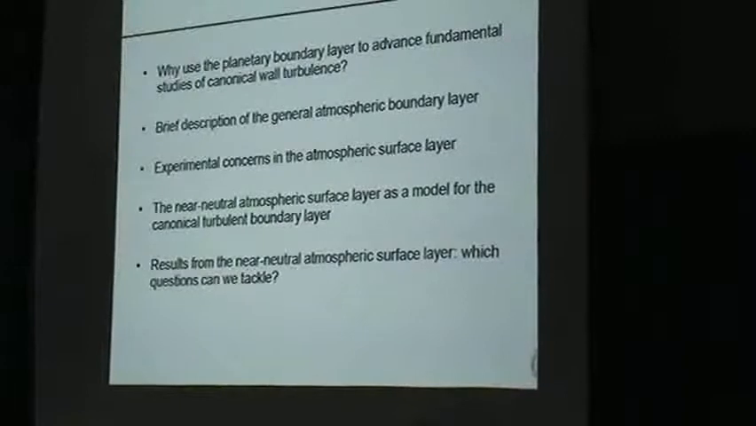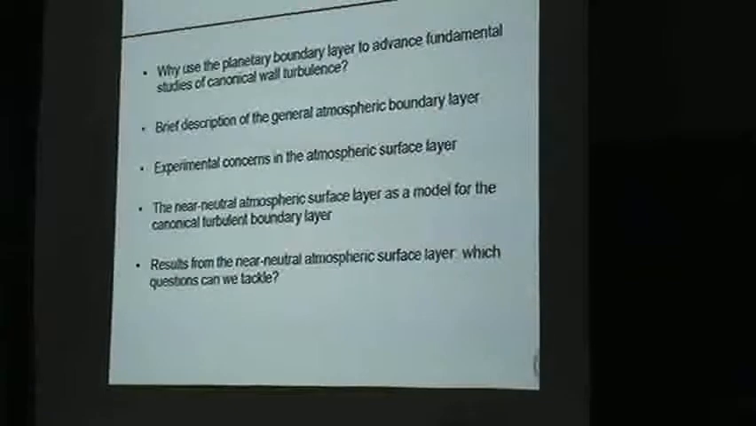So I'll go through the atmospheric bound layer very briefly, talk about working in the surface layer, some experimental concerns, then talk about the near neutral. By neutral I mean thermally neutral, so this is obviously one of the biggest constraints you have working in the surface layer. There are thermal effects, buoyancy effects that you need to account for, and you need to be careful. So the near thermally neutral atmospheric surface layer is a model for a canonical turbulent bound layer. And then I'll show you some results and really try to identify what sort of questions you can realistically tackle in the surface layer, what sort of accuracy you're going to get, and why it's an important facility to use.